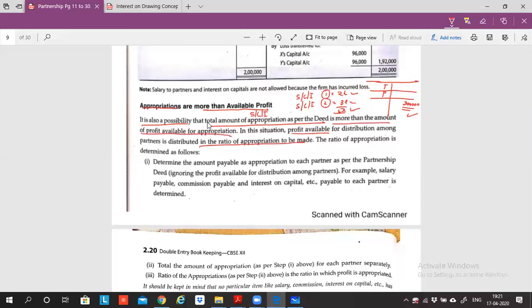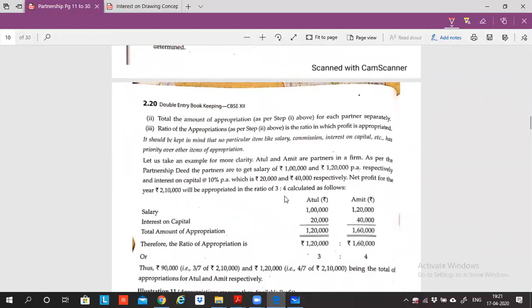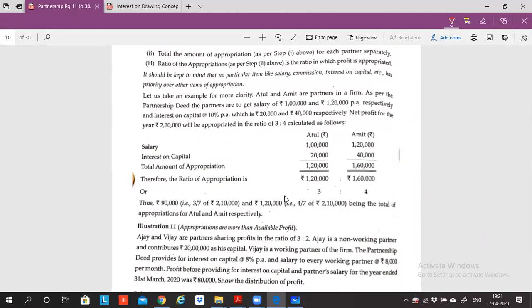Now, this is what we are going to study. What is the ratio of appropriation? The ratio of appropriation is determined in the following way. What is the step? Determine the amount payable. No, I'll not explain this. Rather, I'll take an example and show it to you. Then you come and read the theory. Now, let's take an example.